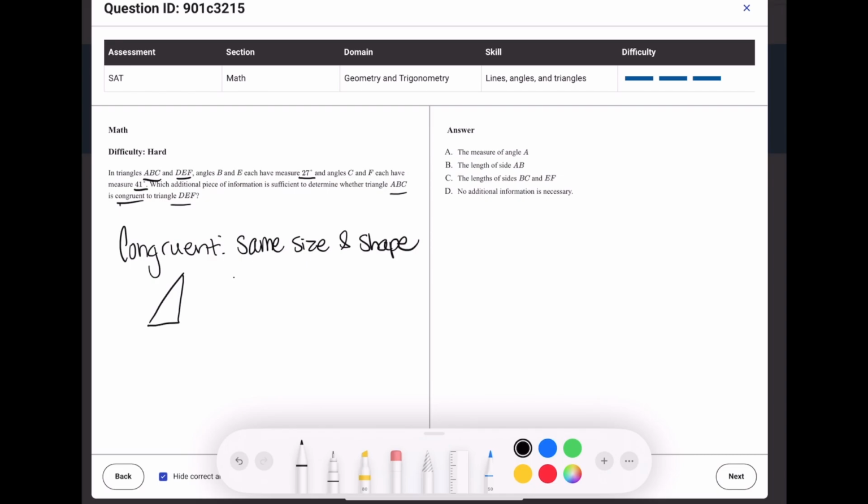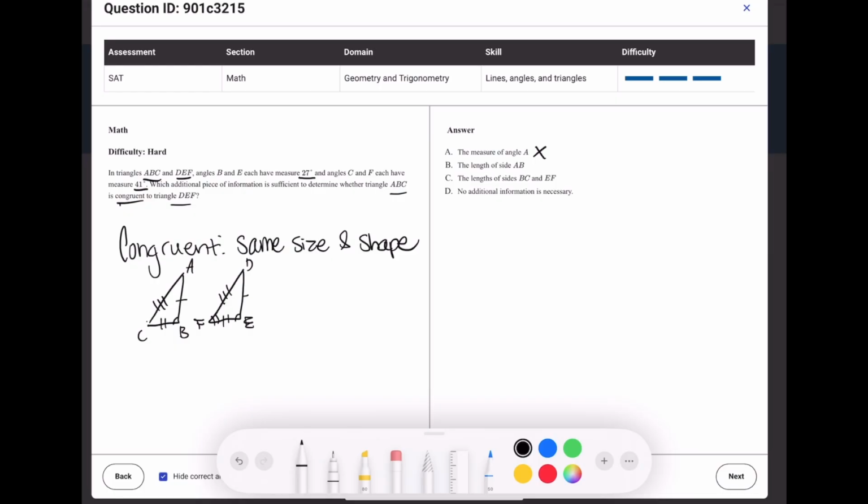So I'm going to go ahead and draw this out a bit and see these marks mean the sides are equal, so that's kind of what we're looking for. And I'm going to go ahead and label those. So we're given B and E are the same, and C and F are the same. And A is not right because us having another angle is not going to make all the sides equal. They could have the same angles and not the same sides.